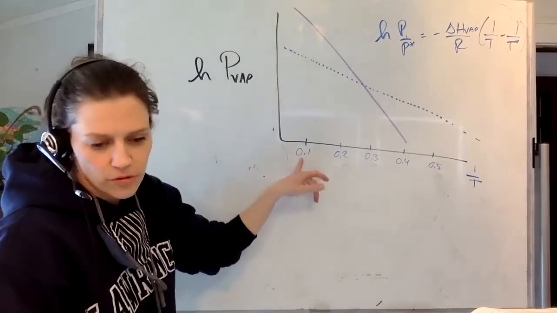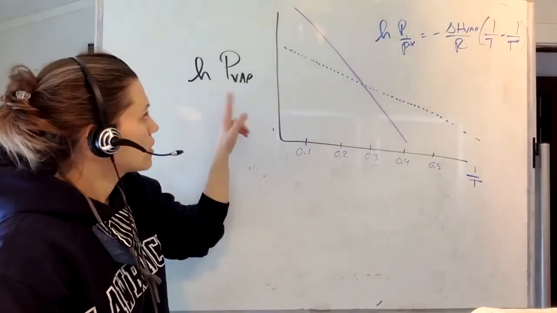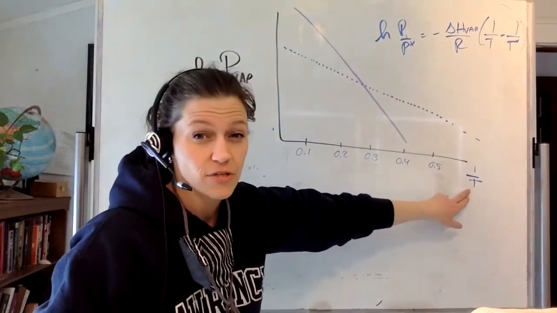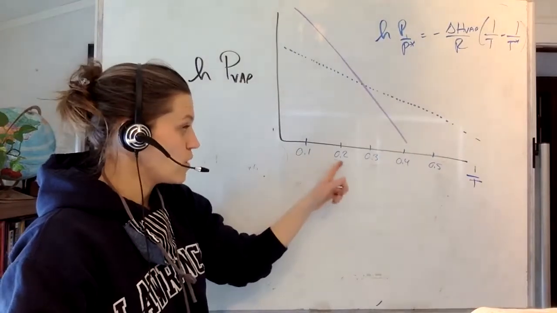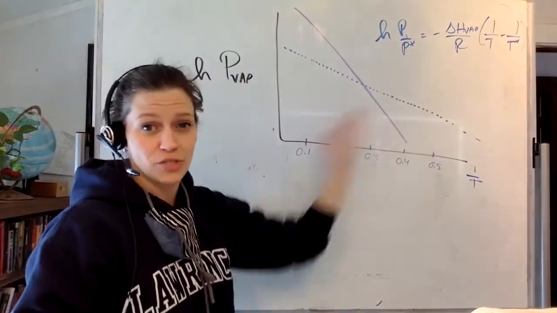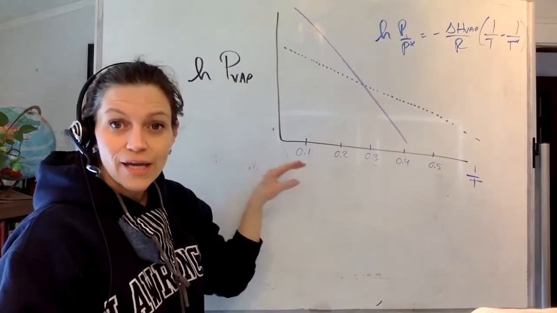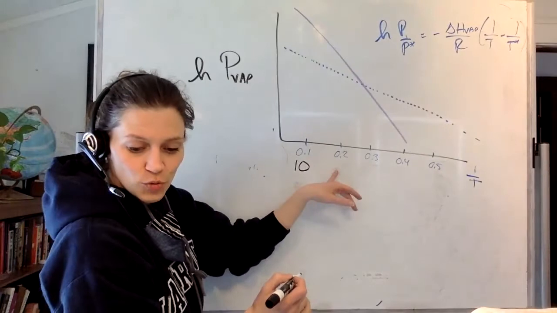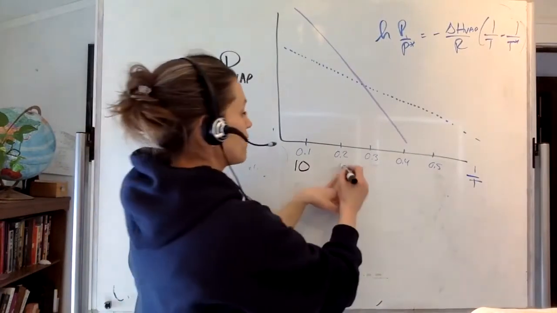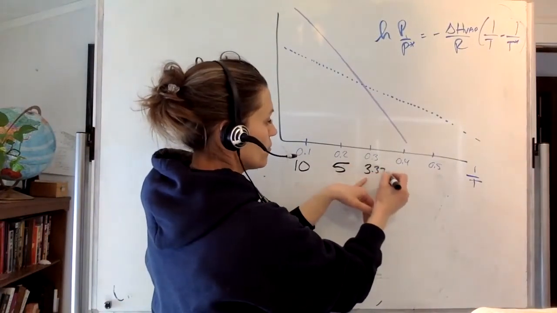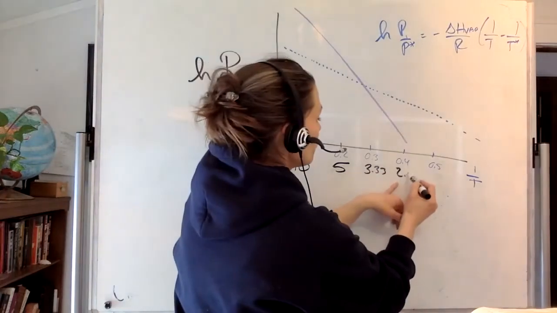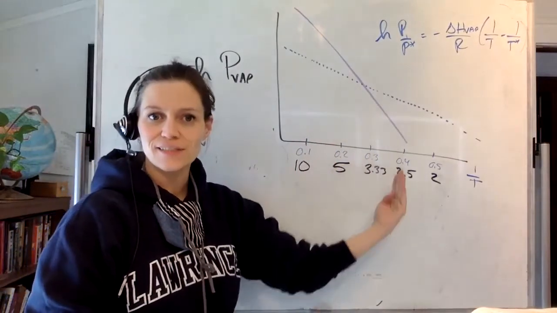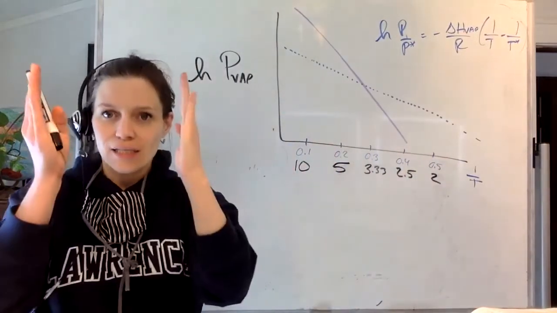And so let me just give you some numbers. So I've got log of P vaporization, or log of vapor pressure, versus inverse temperature. And on my scale, 0.1, 0.2, 0.3, 0.4, 0.5. So from just 0.1 to 0.5. Here are the temperatures. This would be 10 degrees. This would be 5 degrees. This would be 3.33. This one would be 2.5. This one would be 2. So even though they look like they're ticks, they're not equivalent ticks.